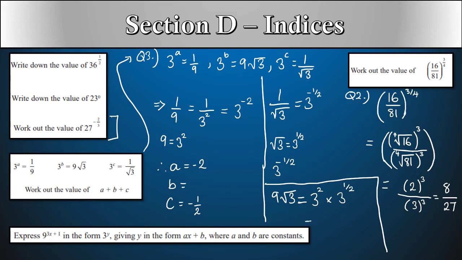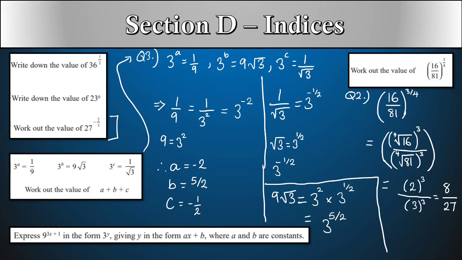So again, using our rules of indices, if I've got the same base here, so both of them are 3, I've got my powers, all I need to do is just simply add the powers here. So 2 plus a half is 2.5, or we can write that as 5 over 2. So this is 3 to the 5 over 2. So in that case, b is 5 over 2.